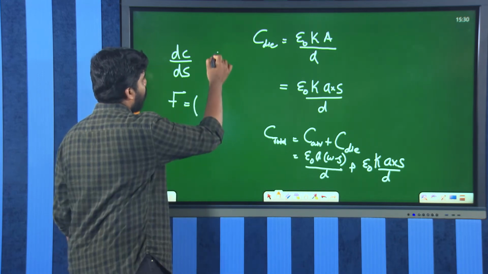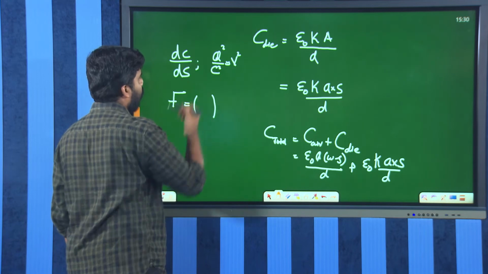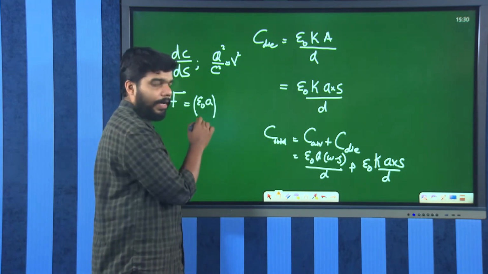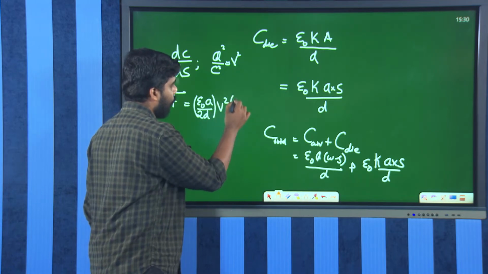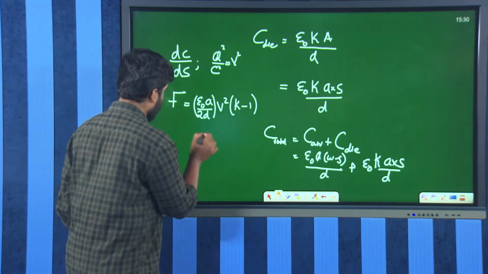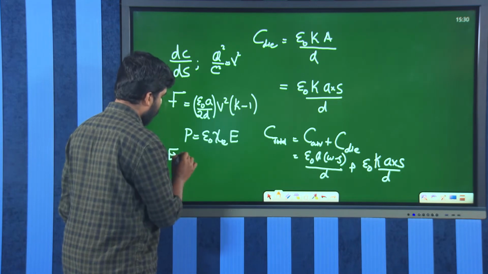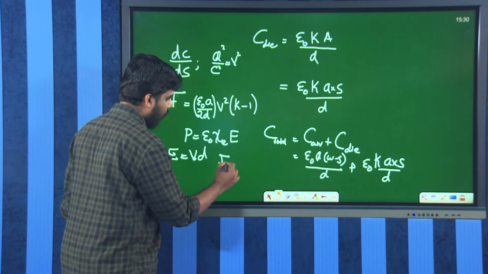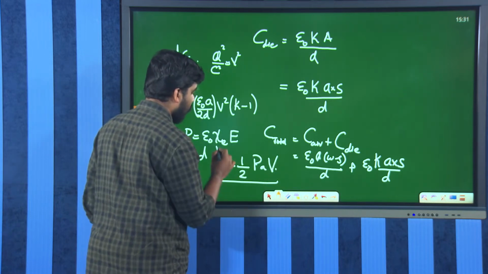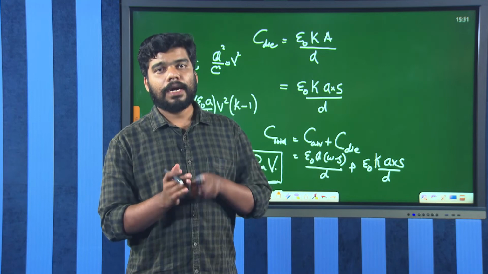And for the F, I will use the fact that Q by C is nothing but V. So, Q square by C square is equal to V square. So, you differentiate this equation and we will get F is equal to epsilon 0 A by 2D into V square into K minus 1. And also you can rewrite the expression by using P is equal to epsilon 0 chi E, and using the equation E is equal to V by D, the force on a dielectric is obtained as half into P into A into V. So, this is the force acting on a dielectric slab kept in between the parallel plate capacitor.